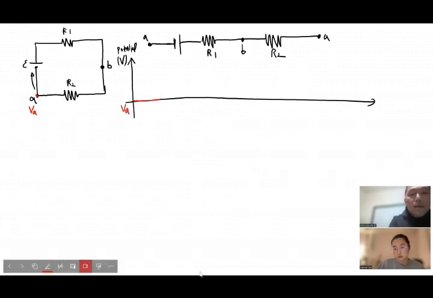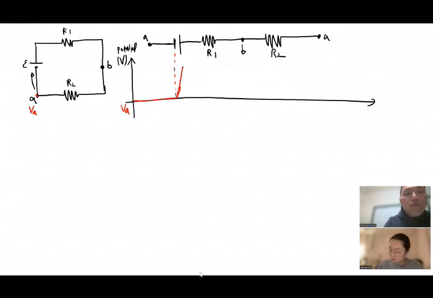You start at VA, and once you meet the battery, the battery raises the potential by the amount of potential that the battery can create. That might be epsilon, or V, doesn't matter, epsilon. The battery raises the level of potential to epsilon. And now the current goes through the next circuit element, R1, the resistor.